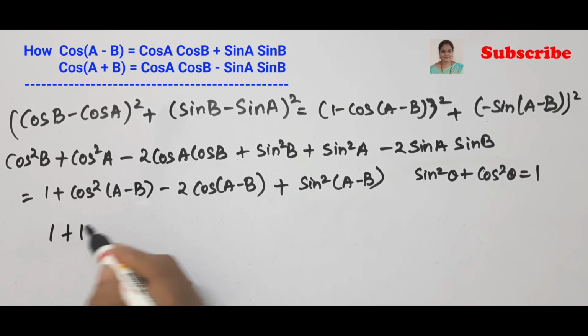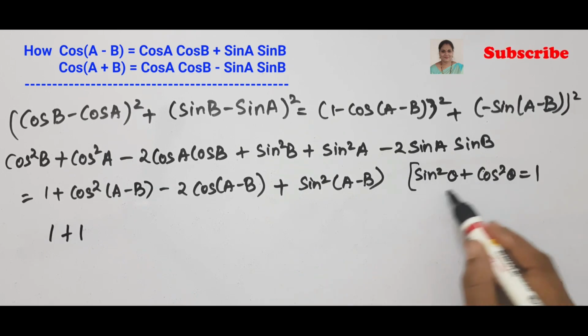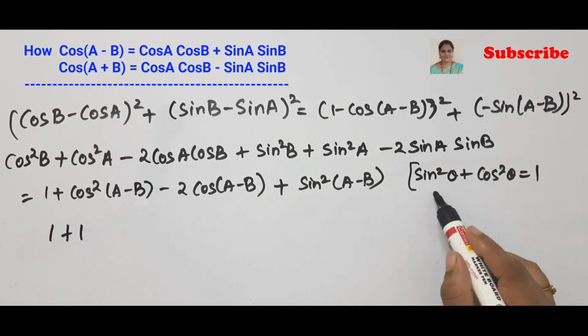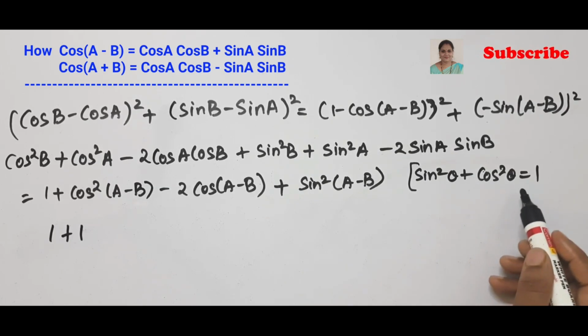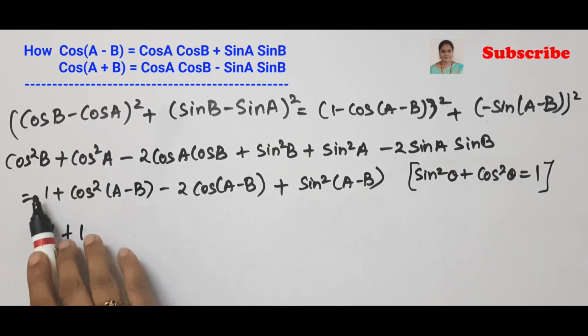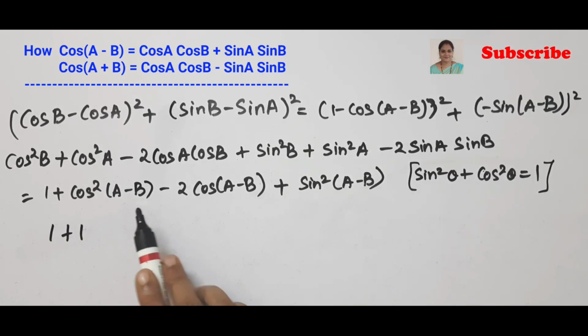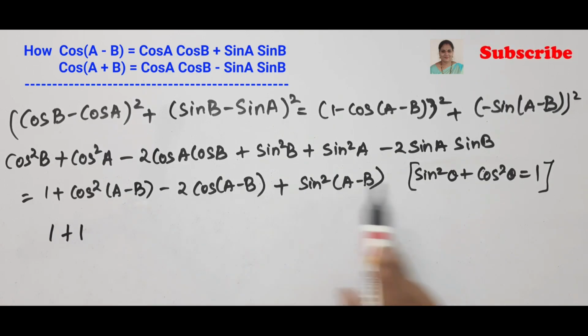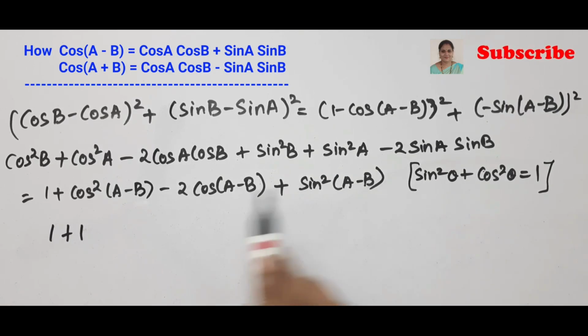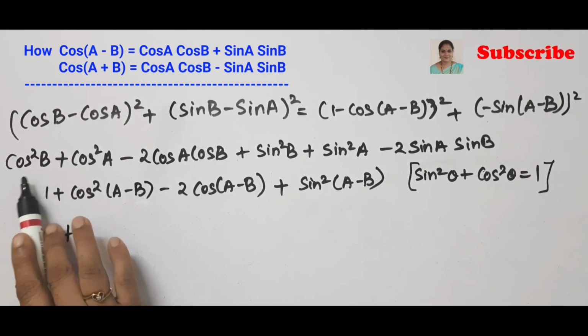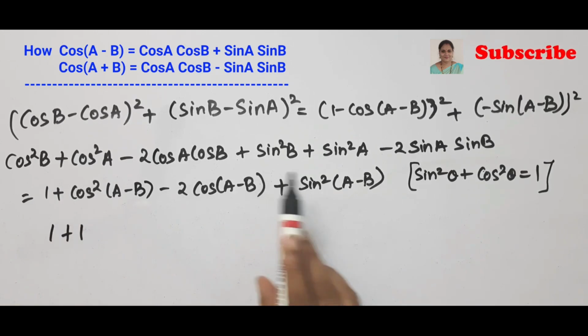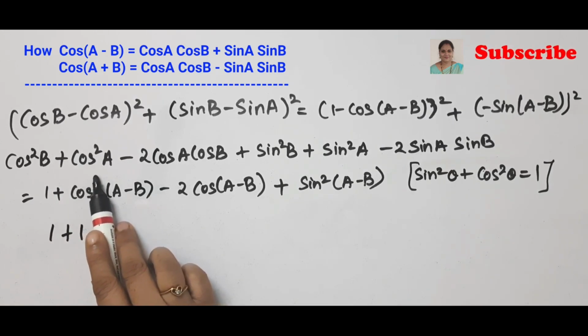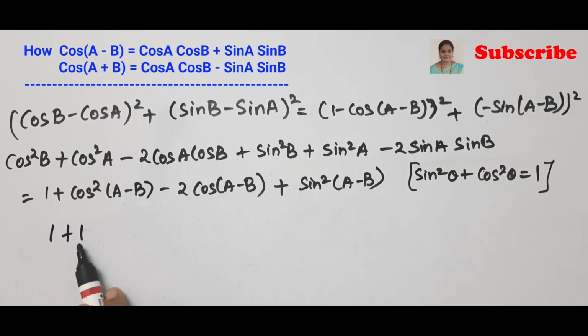So this is also 1. Using this trigonometric identity, sin square theta plus cos square theta is equal to 1, I am just taking the angles in place of theta. Here, first we have taken the angle as B. So if you observe, this is of the form cos square B plus sin square B is 1. Next, cos square A plus sin square A is 1.